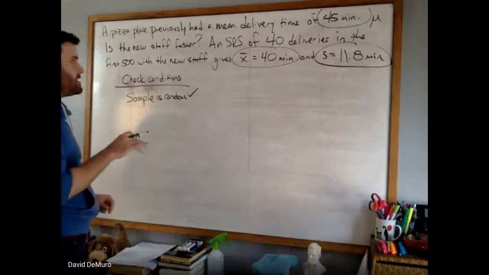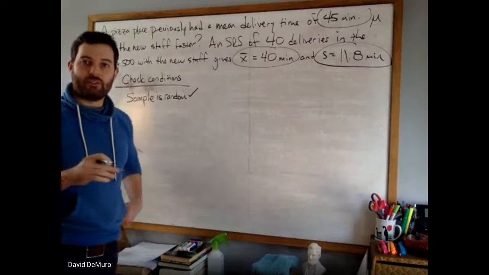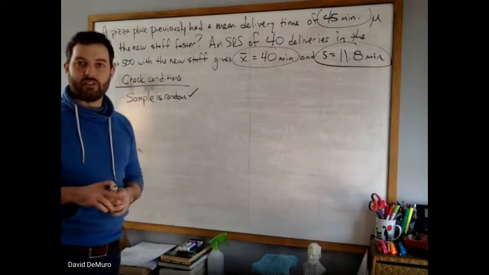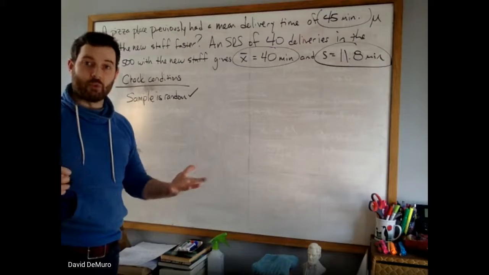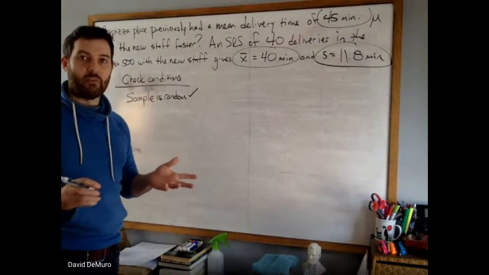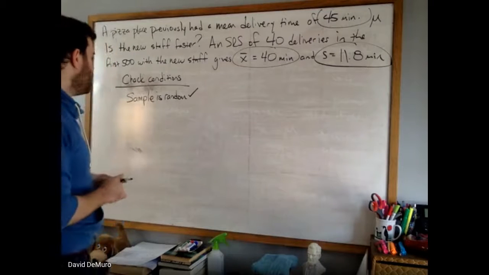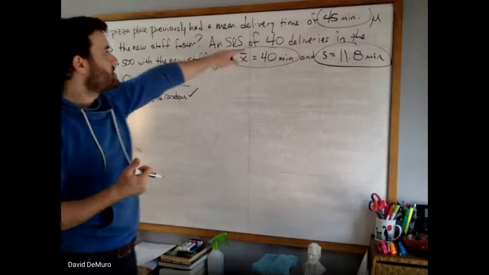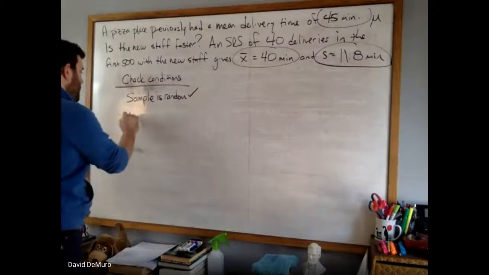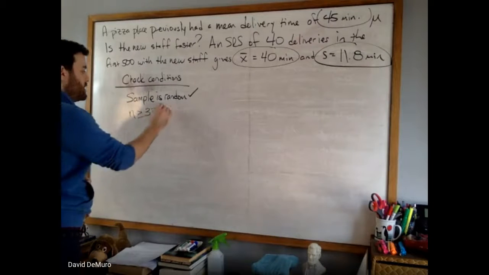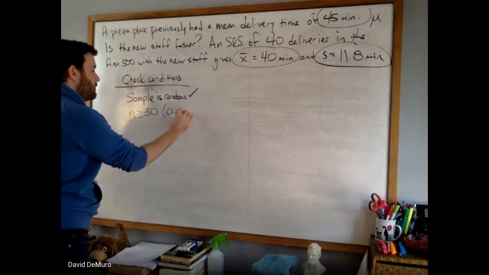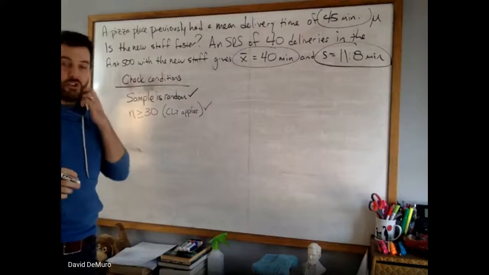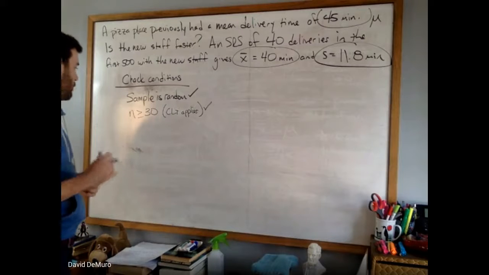Next thing that we would need is an approximately normal distribution for our delivery times. And it doesn't say anywhere in the problem that the delivery times in the population were normal. So we don't have any indication about the population shape of that distribution. So instead, we'll have to take a look at our sample size. And in this case, our sample is 40. So our sample is large enough to use the central limit theorem, which means that our sampling distribution should be roughly normal.